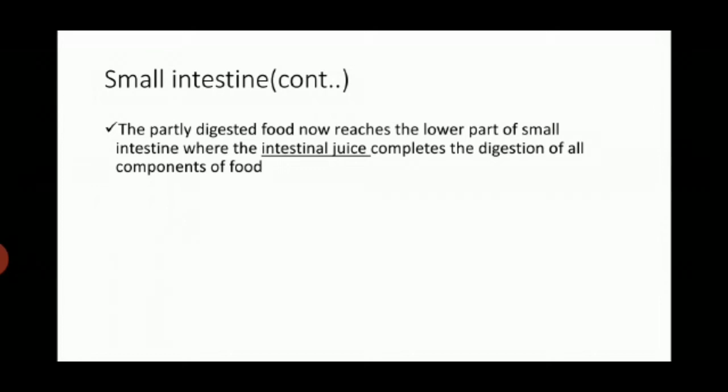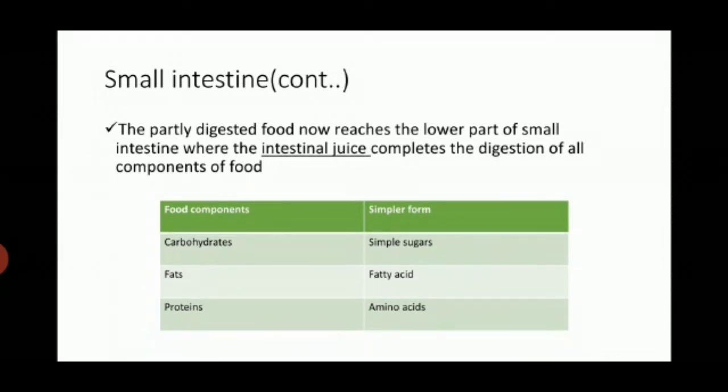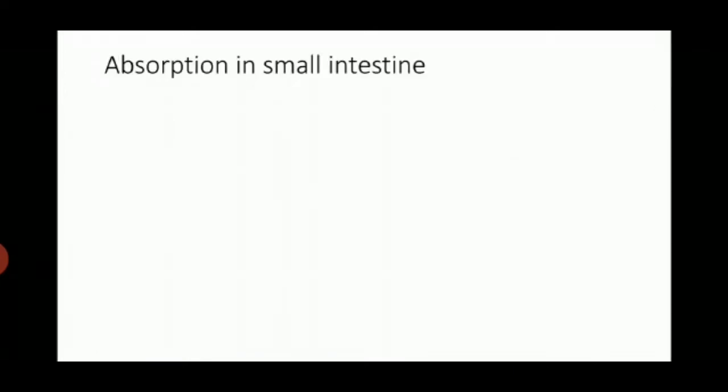Let us see which components are broken into what. Food components in their simpler form. Carbohydrates will be broken down into simple sugars like glucose and maltose, fats will be broken into fatty acids, and proteins into amino acids. Now we start with absorption in the small intestine. Once your body has digested all the food material into its simpler form, it should not be just left like that. You need to absorb it into your body, into your blood. That process of absorption takes place again in the small intestine.